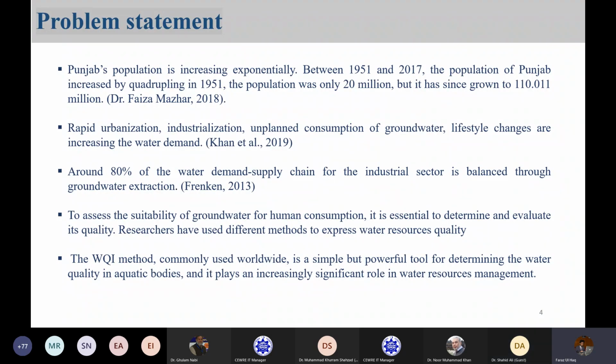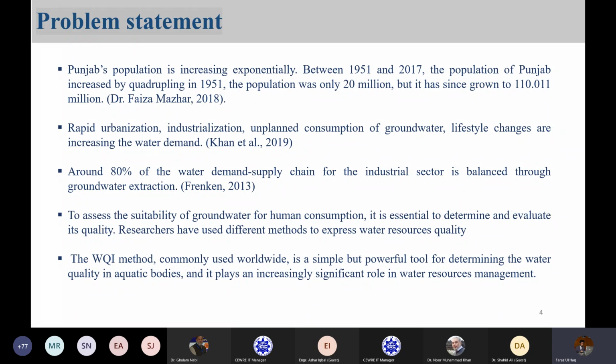Starting with the problem statement, Punjab's population is increasing exponentially. Between 1951 and 2017, it increased by 4 times. The rapid urbanization and industrialization, the unplanned consumption of groundwater, and lifestyle changes are the main causes behind the increase in water demand, and they also have an impact on the water quality.